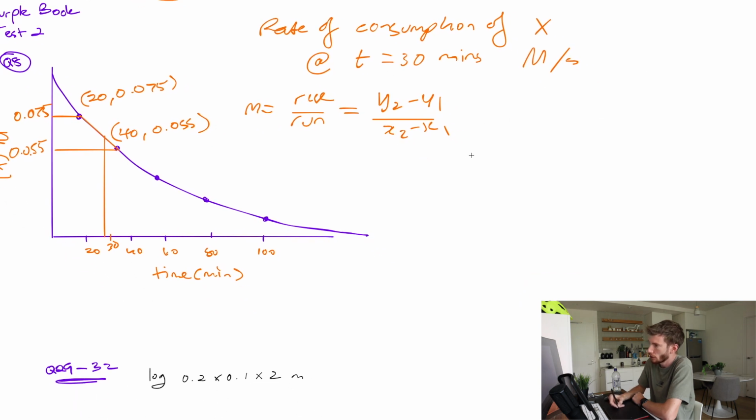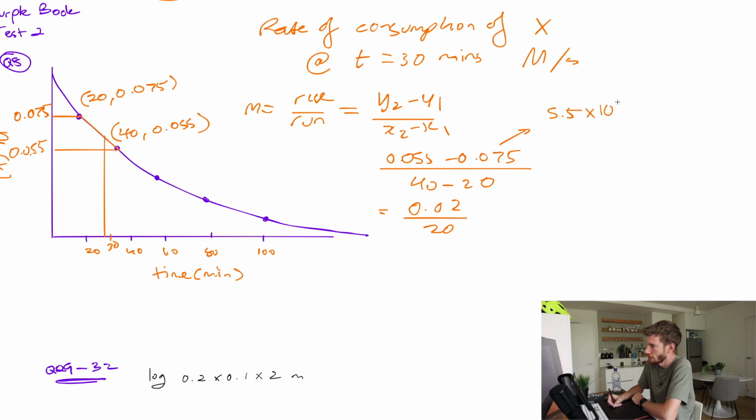And so from there, if we're trying to do that in the maths, it's actually not that bad. We could just do 0.055 take away 0.075. You may be able to do that in your head. And then here we've got 40 take away 20, and we're going to estimate this rate. We're approximating it as linear, and it'll be close enough because again, it's a multi-choice test. So here we can do this and get 0.02 over 20.